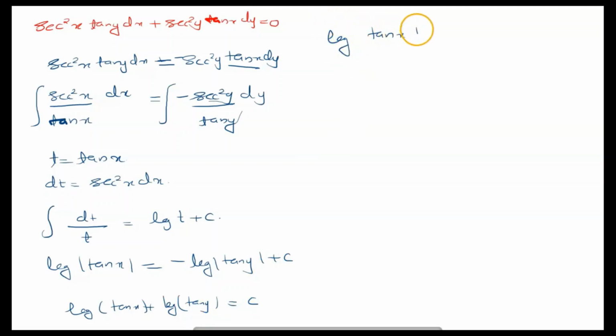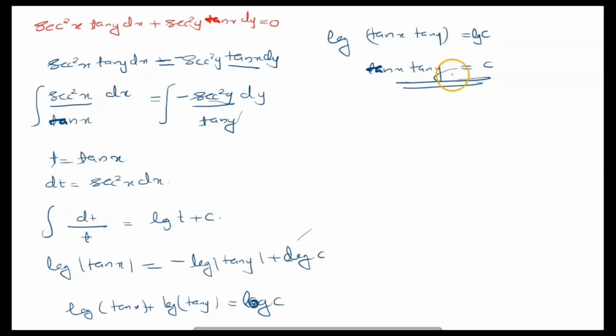Tan x into tan y equal to c. Let's take this c as log c. Log c is also a constant. So log c. That means tan x into tan y is equal to c. So this is the solution.